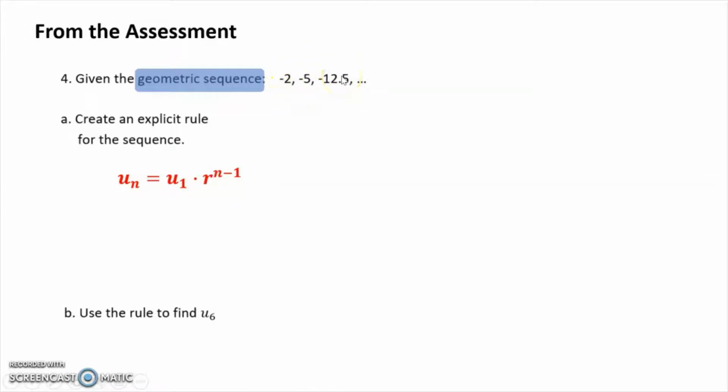Okay, in an arithmetic sequence, we're always adding or subtracting the same number in the sequence. In a geometric sequence, we're always multiplying by the same number. So how do we find that r value? Well, here's how we do it. It's always the same. You can do u2 divided by u1, or it could be u3 divided by u2 as well. It's basically one term divided by the previous term will tell us what we multiplied by to get there.